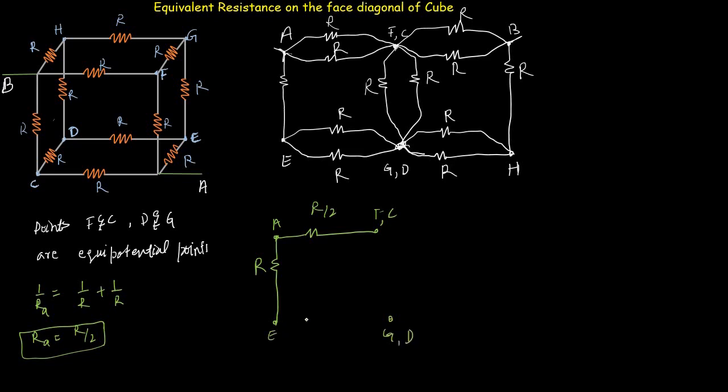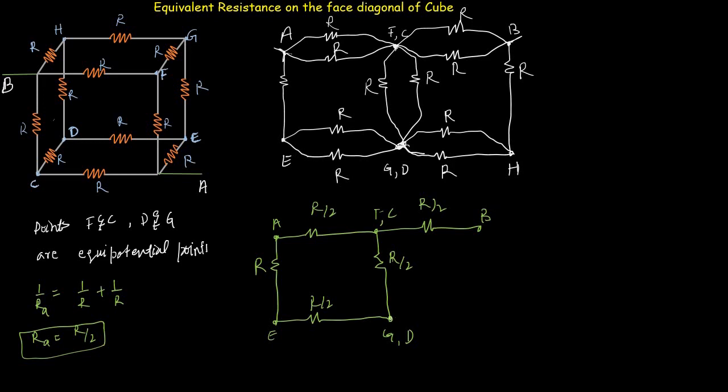this is point E, we have this resistor which is the equivalent of these two resistors, which is R divided by 2. Now in between point FC and GD we have another resistor which is the equivalent of these two resistors, which is also R divided by 2. And the equivalent of these two resistors will also be R divided by 2. And this is point B.